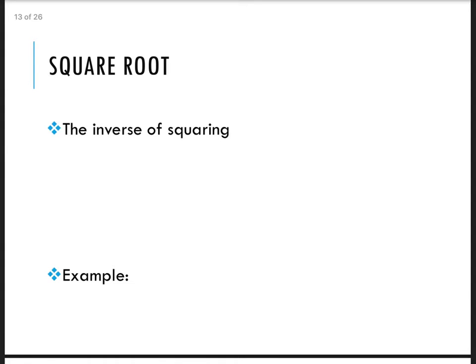So if I take the number 9, I'm going to use this symbol. I want the square root of 9. Well, that means what number times itself makes 9? Don't divide 9 by 2. It's what number times itself. Well, we just showed in the last screen 3 times 3 is 9.